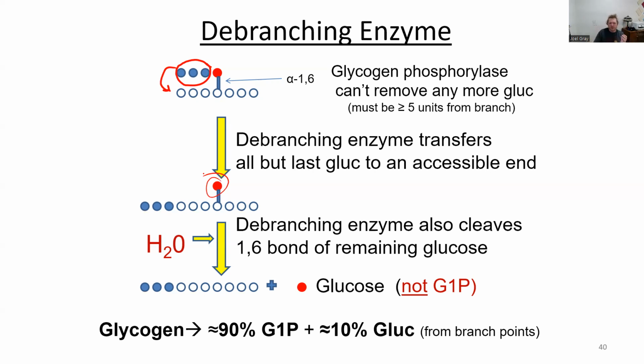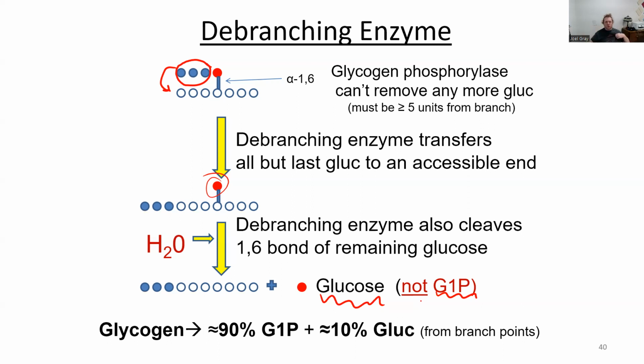So this is one of the key differences between glycogen phosphorylase and the debranching enzyme. Glycogen phosphorylase makes glucose 1-phosphate. The debranching enzyme, on the other hand, makes glucose. What this leads to is, if you break down a glycogen molecule completely, 90% of the glucose in that molecule is going to be left behind as glucose 1-phosphate. The remaining 10% is going to be broken down into glucose.